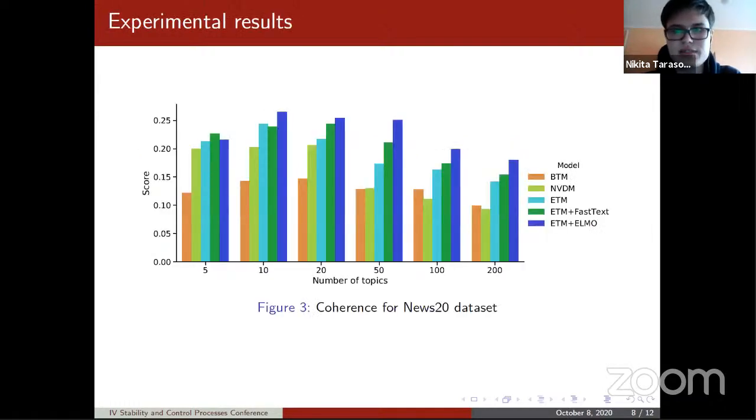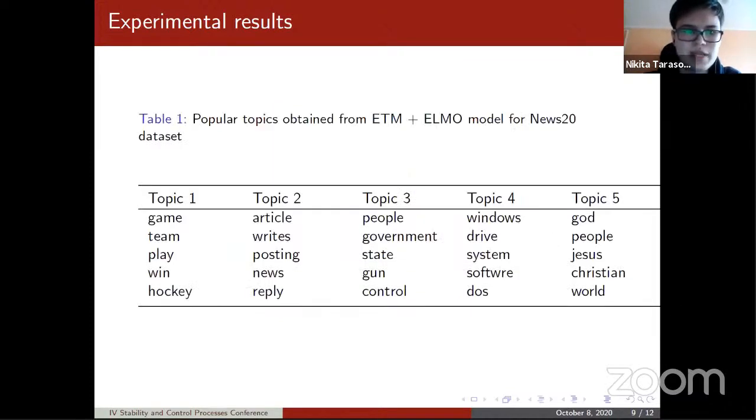In these results, we can see that on News20, the default dataset, the ETM outperforms standard approaches by a sizable margin, but not in all cases. However, here we can see the topics obtained by it using the ELMo pre-trained embeddings. For example, here topic 1 corresponds to sports, topic 2 corresponds to writing, and so on.